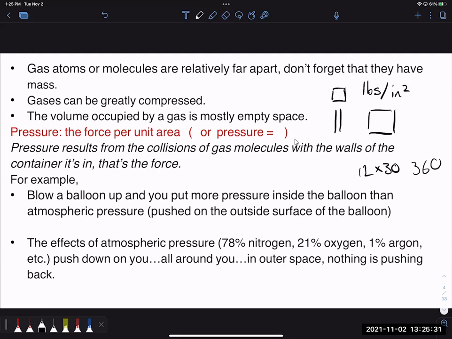So for example, if you blow up a balloon, you put more pressure inside the balloon than atmospheric pressure. So the difference in force between you blowing into it and the pressure forcing the air back down, the balloon expands to the point where the pressure inside is equal to the pressure outside. Now, if you open that up, the elastic of the balloon is going to cause it to blow all of that air out. Right, so atmospheric pressure is all of this gas pushing down on you.